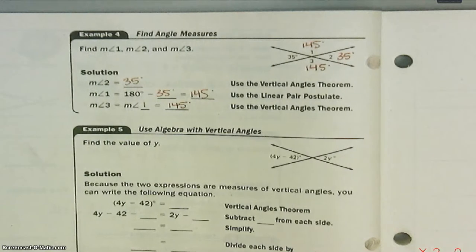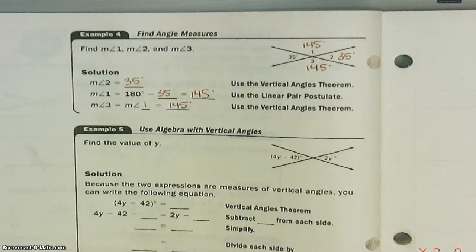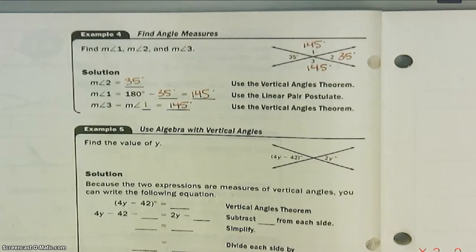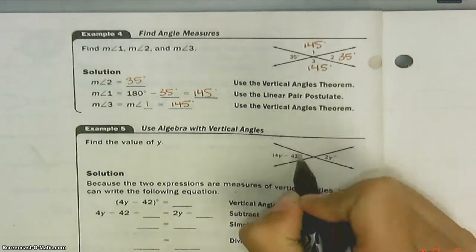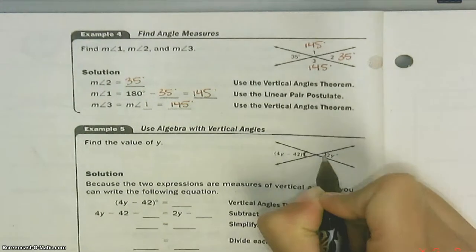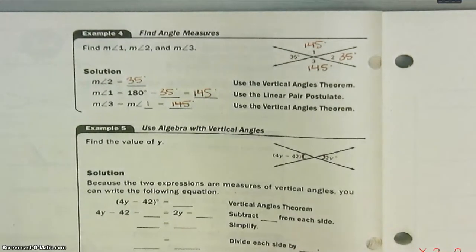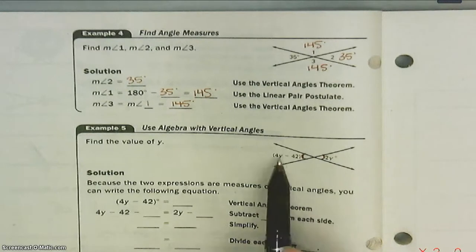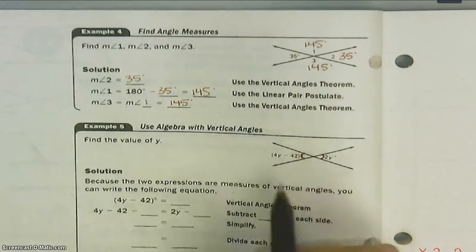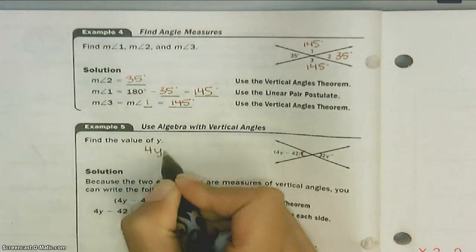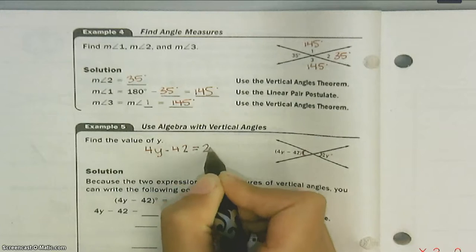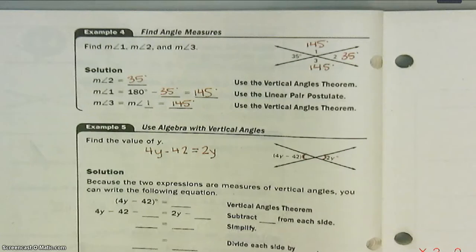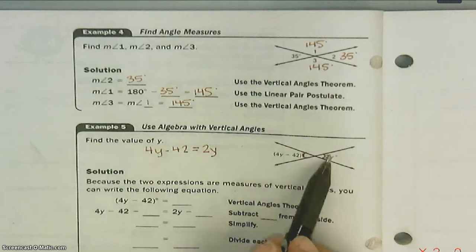Now we're going to do what we've been doing, but we're going to add algebra to it. So we still have to look at the angles and decide, are they vertical or linear, and then decide what kind of equation to write. So if I look at this angle that they gave me information on and this angle, I ask myself, are they making a line or are they opposite each other? And they are opposite each other. And opposite angles or vertical angles are equal. So 4y minus 42 is equal to 2y, because these angles are equal.